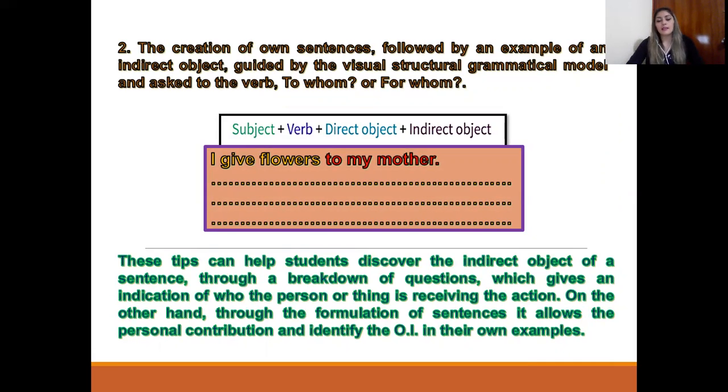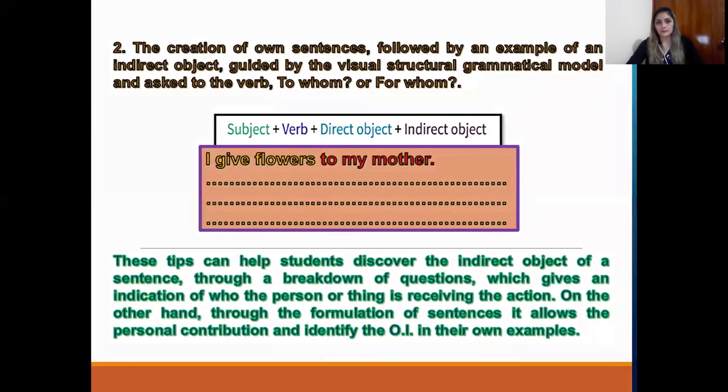These tips can help the students discover the indirect object of a sentence through a breakdown of questions, which gives an indication of who the person or thing receiving the action is. On the other hand, through the formulation of sentences, it allows personal contribution and identifying the indirect object in their own examples.